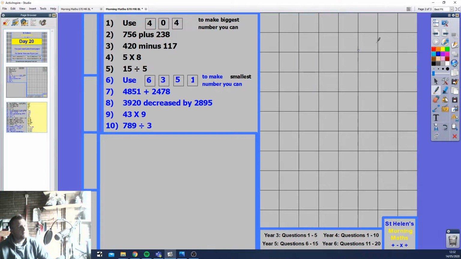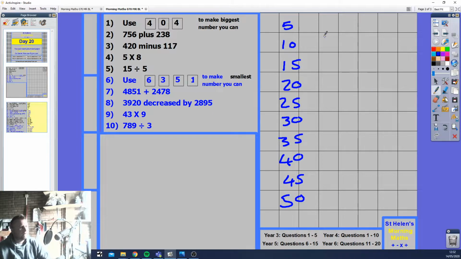5 times 8, okay? So we can write down our multiples either way. We can write them down in 5s or in 8s. Today I'm going to write 5 times 8 in 5s. 5, 10, 15, 20, 25, 30, 35, 40, 45, 50. Okay, I'm going to write them all down there. I'm going to say which multiple is which. That's the first multiple. 5 times 1 is 5. 5 times 2 is 10. 5 times 3 is 15, 4, 5, 6, 7, 8. So the 8th multiple, 5 times 8 is 40.